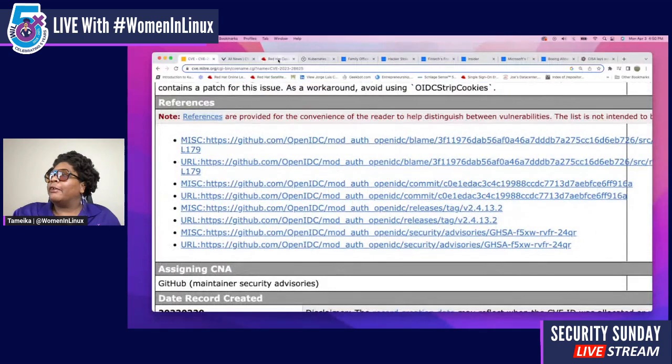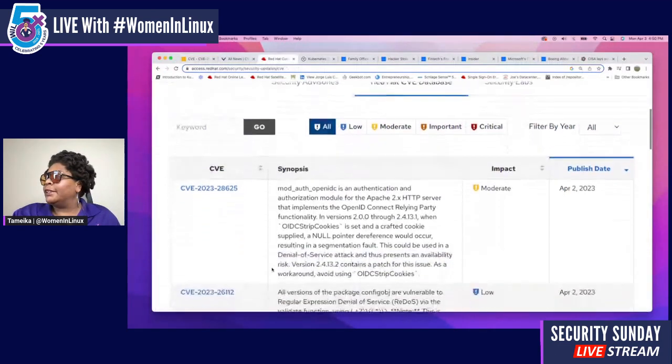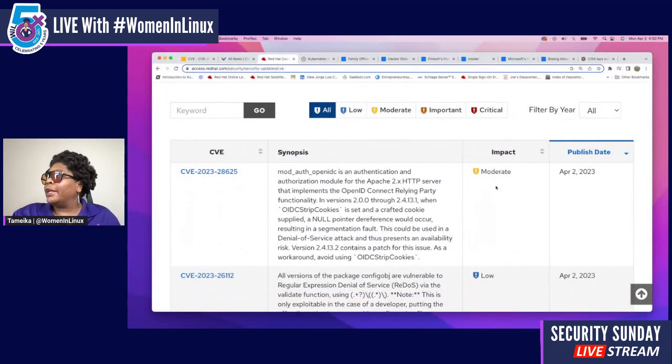But if we go back over to Red Hat and look at this, it tells you it has a moderate impact. Normally, when you're doing security updates and so forth, most people want to take care of the criticals.